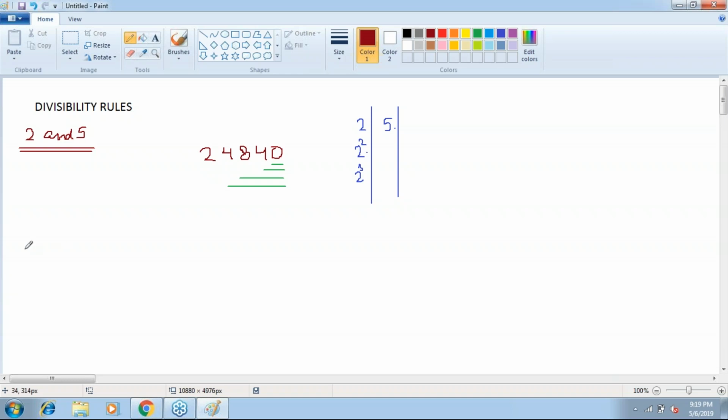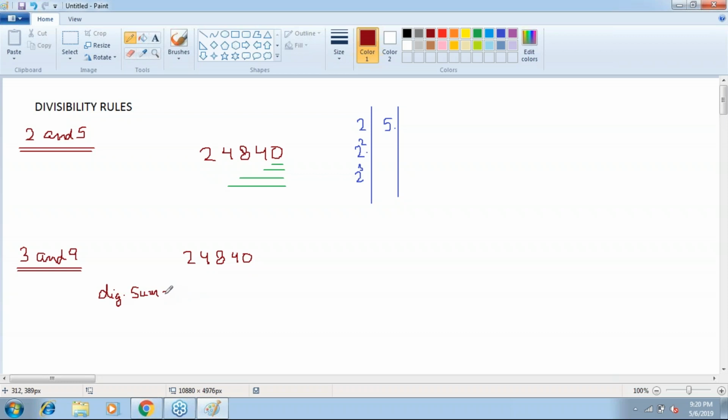Okay. Similarly, next we see the divisibility rules of 3 and 9. Like the rules of 2 and 5 were similar, similar are the rules of 3 and 9. So suppose we have to check 24840, whether this number is divisible by 9 or 3 or not. What do we need to do? We need to find the digit sum.